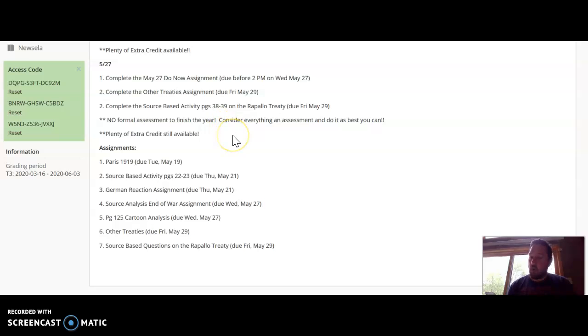Lastly, there is no formal assessment at the end of this unit. Okay, I'm not going to give you guys a stressful test that you need to complete. But what I do need you to do is focus in on these last assignments and treat them as assessments. Everything that you're doing, I'm grading. I'm reading every answer that you're giving.